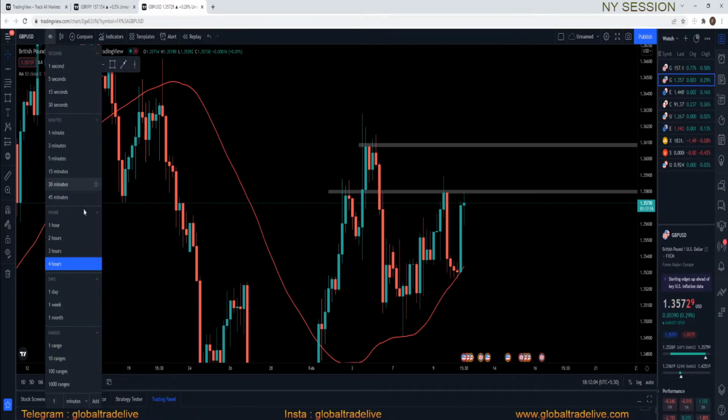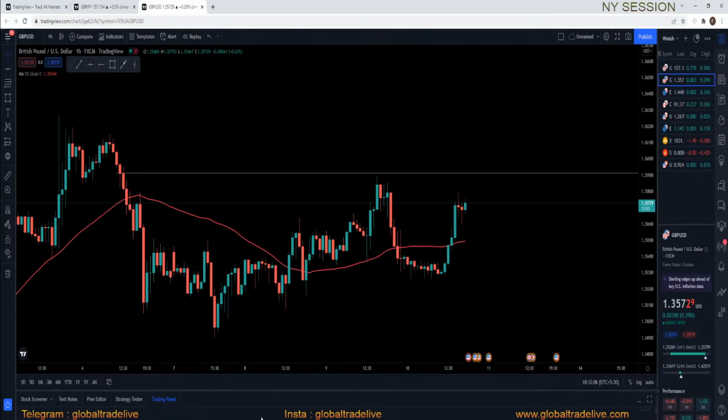So yeah, I'm gonna drop down the time frames to 1 hour now. Basically all the time frames in both the currencies are totally bullish.